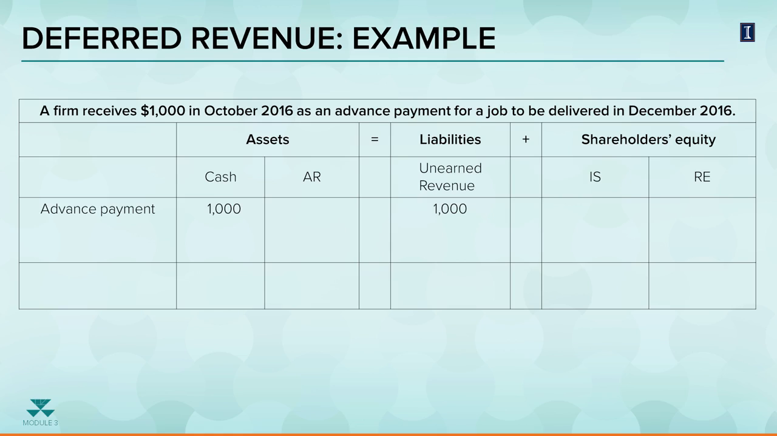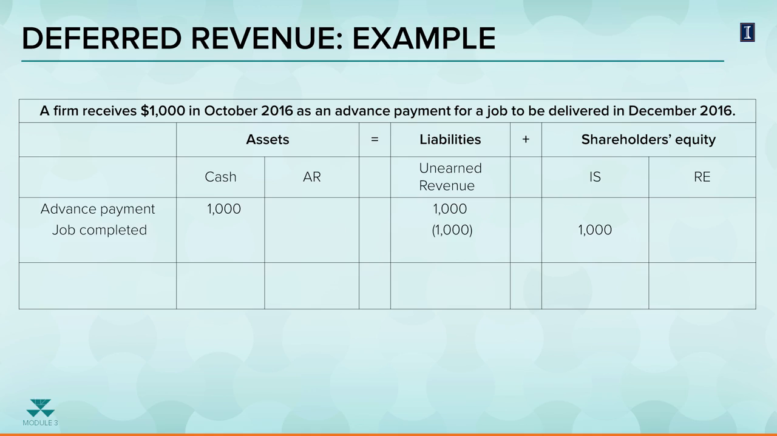Under unearned revenue, we will see the amount paid by customers, which is not earned by the firm yet. Now, December 2016 comes, and the firm provides the service. Now, the firm earns this $1,000. So how are we going to book this? First, we will get rid of the unearned revenue balance. And secondly, we are going to book $1,000 under the income statement.